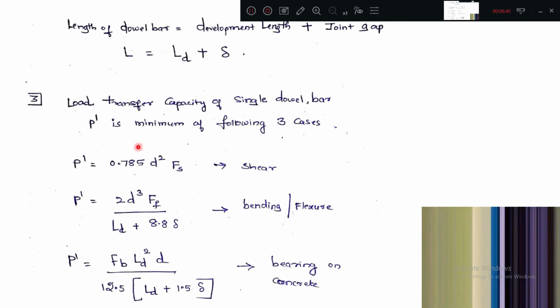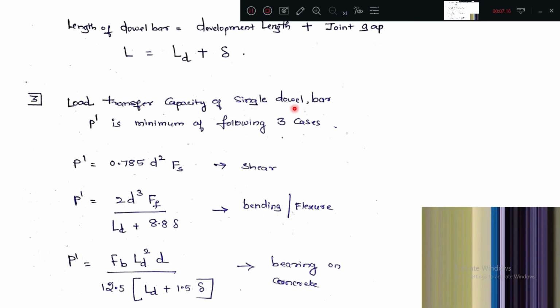Okay, how to calculate this one? Let it be P dash. Load transfer capacity is P dash. P dash is the minimum of the following three cases: 1, 2, 3. P dash is calculated for shear using this formula, for bending or flexure using this formula, and for bearing in concrete using this formula. Among the three, whichever is the least, that least P dash is your load transfer capacity.